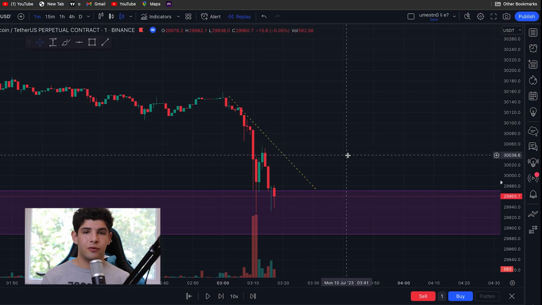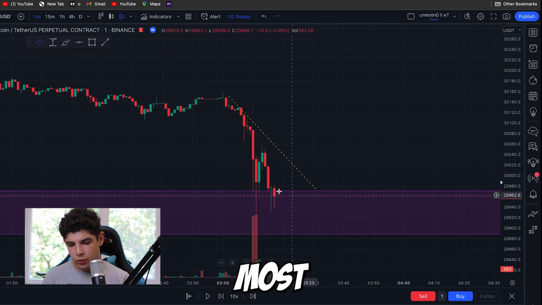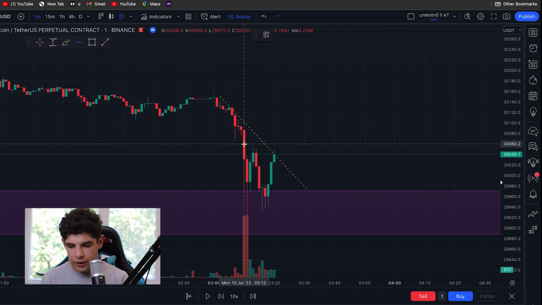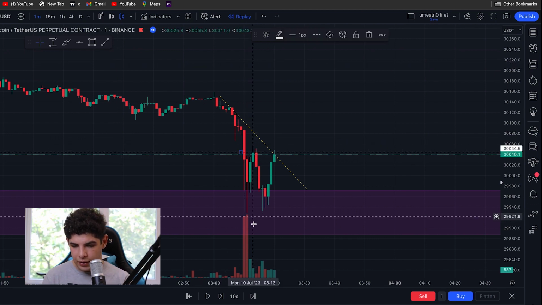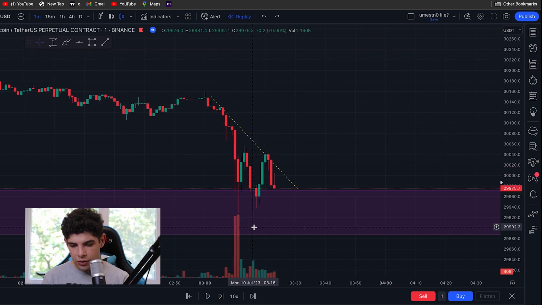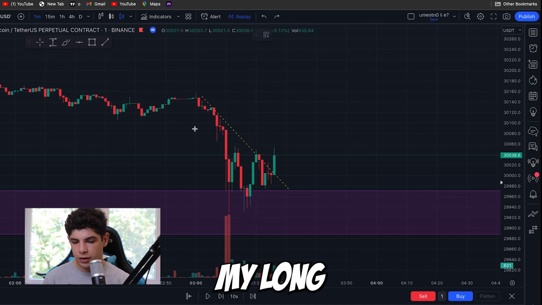And as you can see, if we didn't have a trend line, you would have been stopped out by this wick, most likely. Let's fast forward. Now, as you can see, we are close to breaking this high right here and also the trend line. Let's see what happens. Rejection and then a pump. I would actually place my long right there.